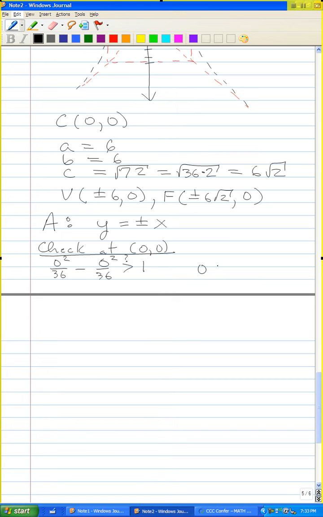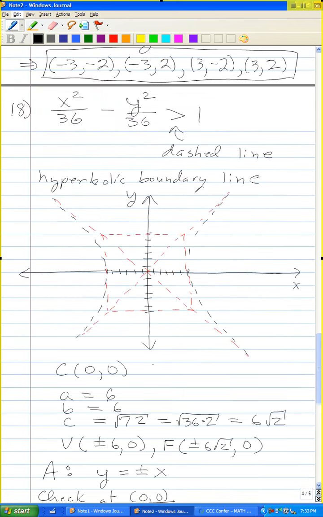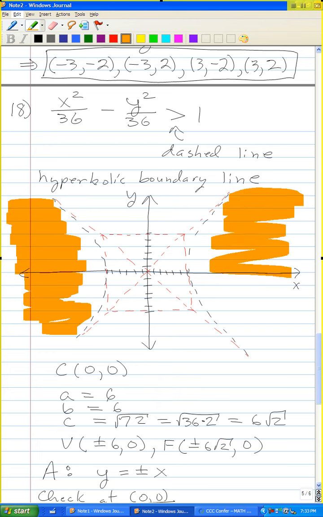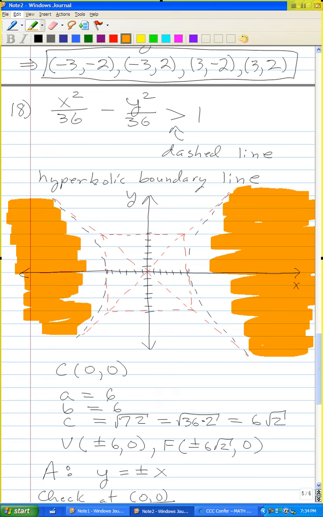So is 0 greater than 1? No. So therefore, the origin is not part of the solution set, and so everything out here is in the solution set. So let's see how much I can cover. So all this stuff, all that stuff is in the solution set.